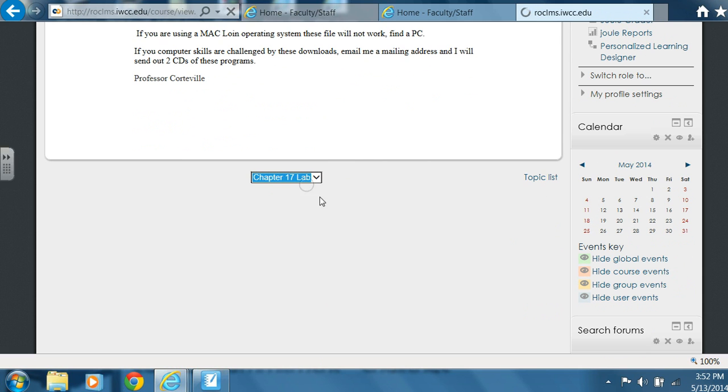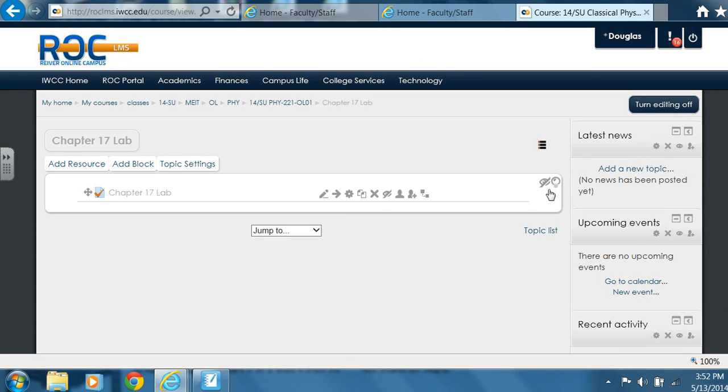Again, I can jump to things. Now, right now, that first lab is hidden, so you're not going to be able to see it until I go and unhide it. Now, that's going to happen probably 2 weeks before class starts, so you can start working on them if you wanted to.